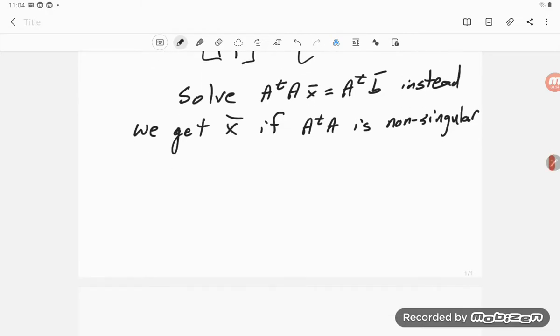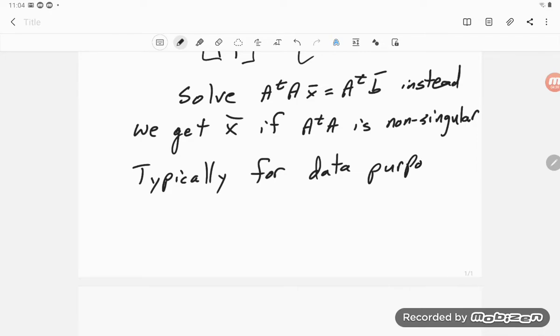And it turns out that typically for data purposes, when you're working with data, A transpose A is non-singular. Okay, and I can't really put it in other terms real well, because we just aren't there yet. But typically it will be non-singular.